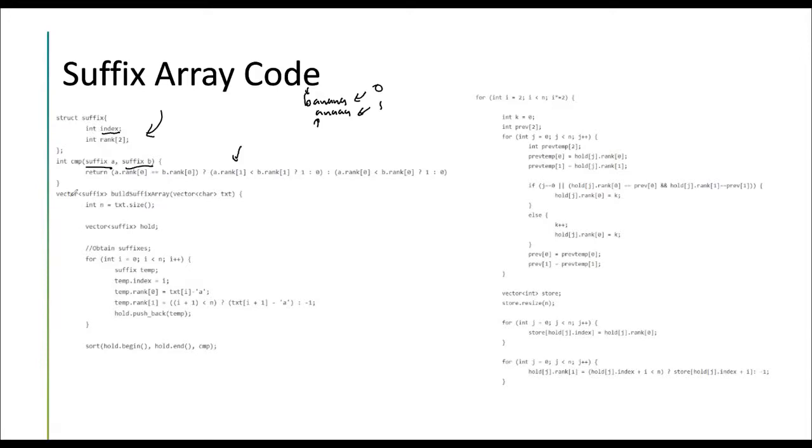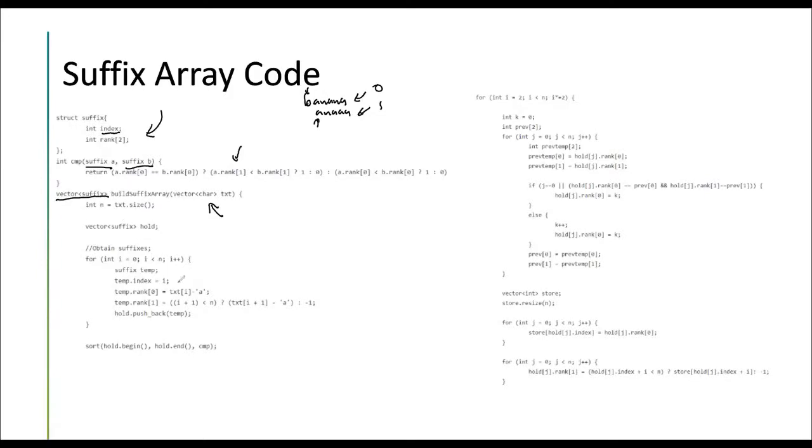Now, this function right here is the main part of the suffix array. So basically what you do is you give it a list of characters. For example, in our case, the list of characters would be like this, etc. Once you give it this list of characters, it will return to you the suffixes in alphabetical order, which is why it's returning a vector of suffixes.